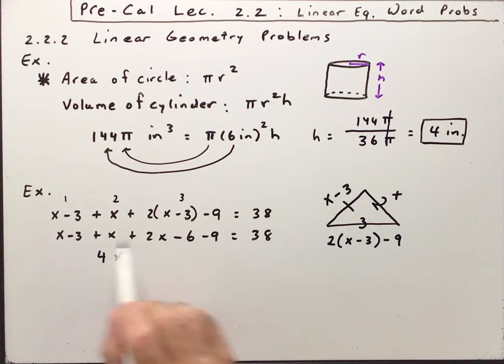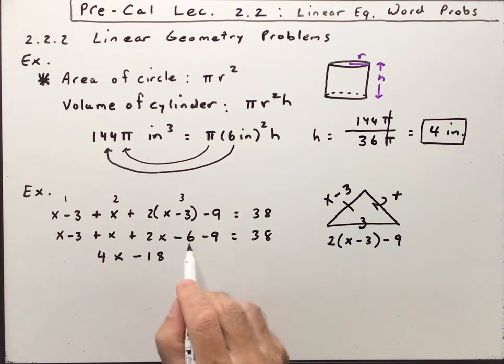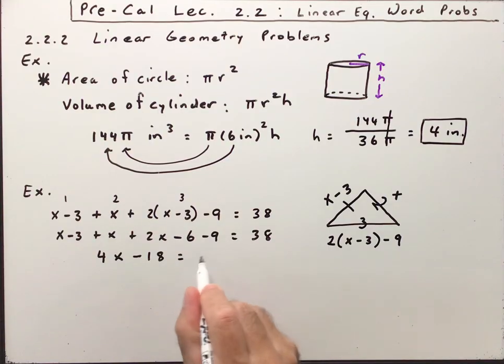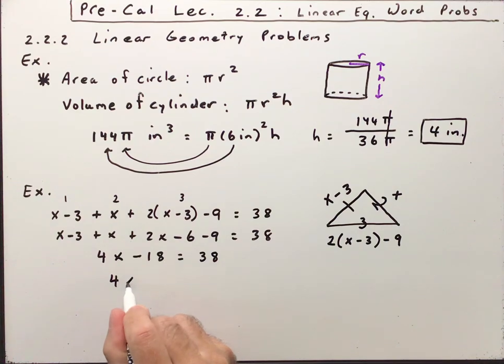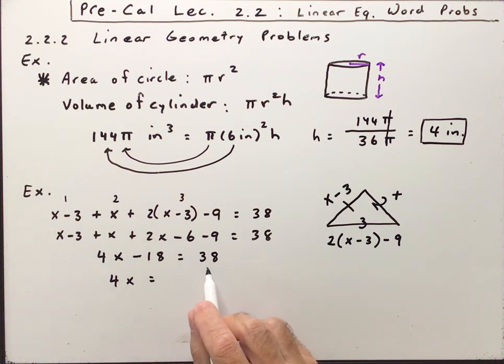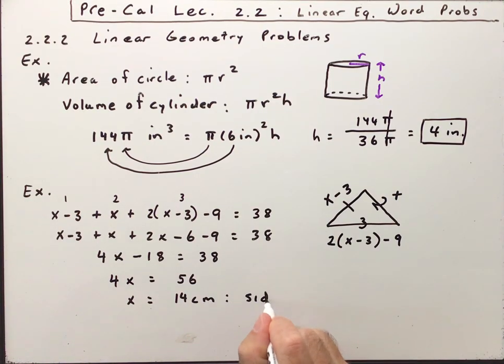And then on this side we have minus 18, because I have a negative 3, a negative 6, and a negative 9, is equal to 38. Add 18 to both sides. So 38 plus 18 would be 56. And so x, if you take 56 over 4, divide both sides by 4, x is going to equal 14 centimeters. Now that is side 2. I don't know if that is the shortest side or not.